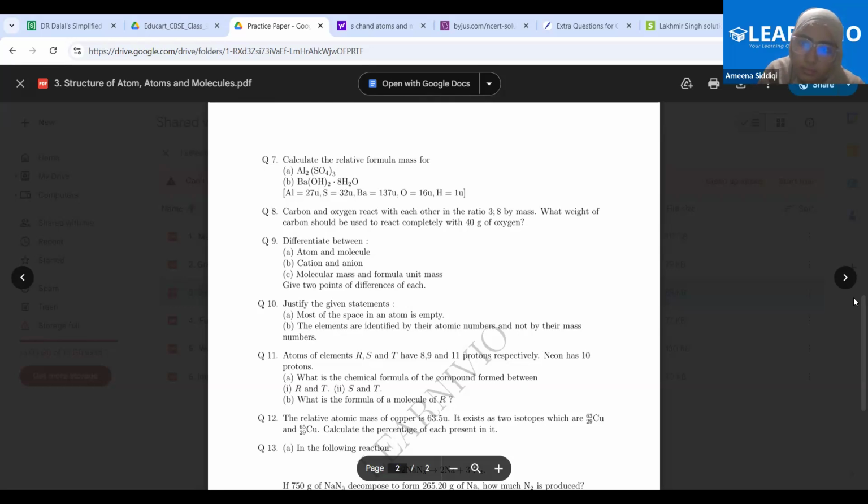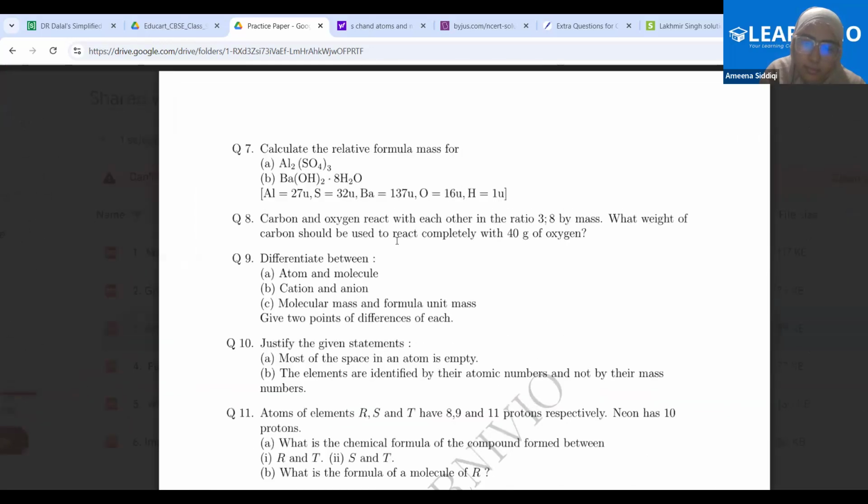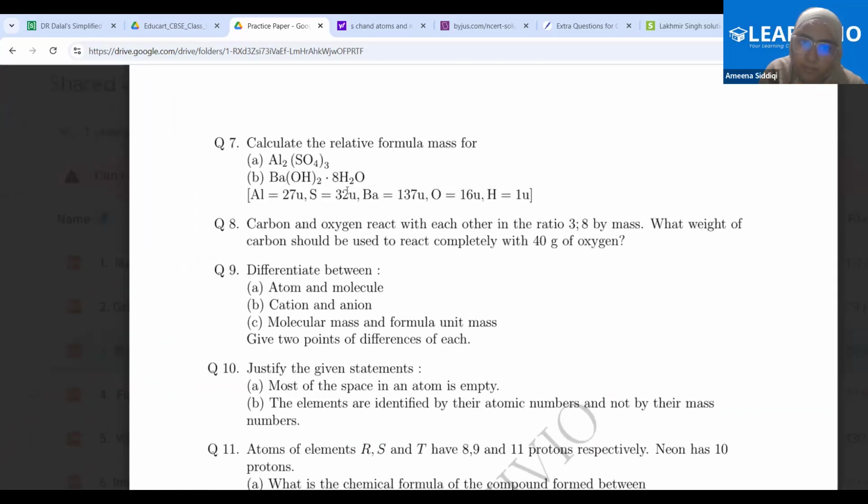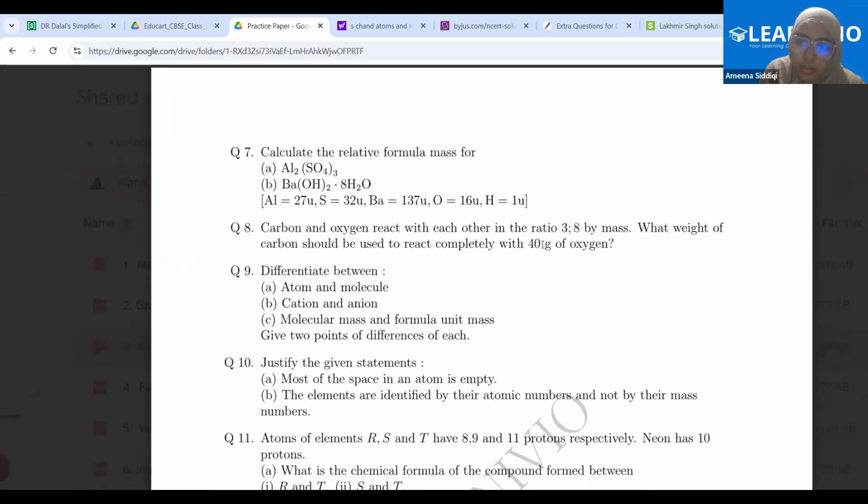Ma'am, can you zoom it? Yep. Quickly. Can you say the question number? Question 7 part A. 342 U. Okay. 342. Fine. Yeah, ma'am, same. 342 U only. Fine.